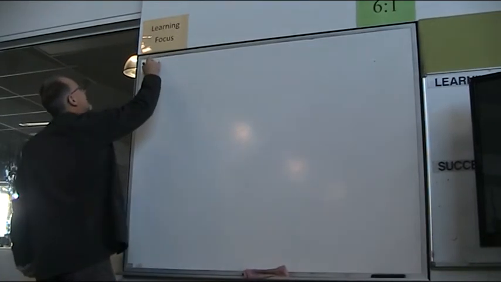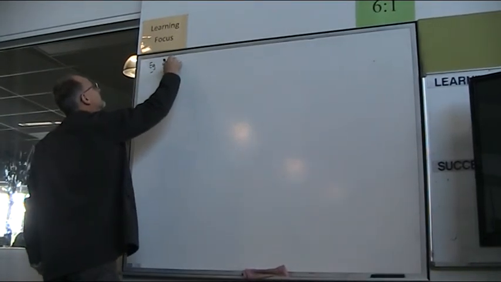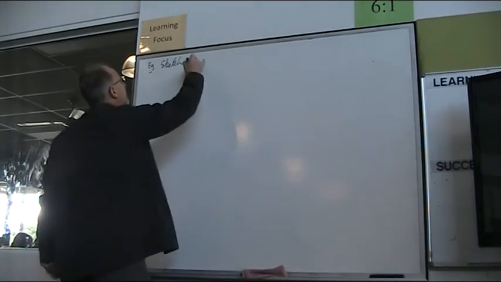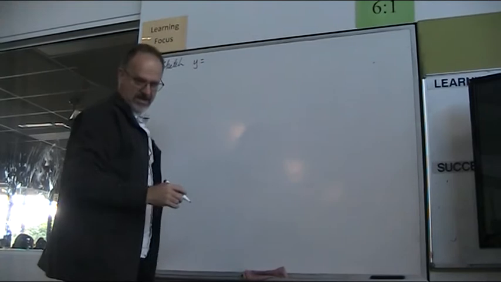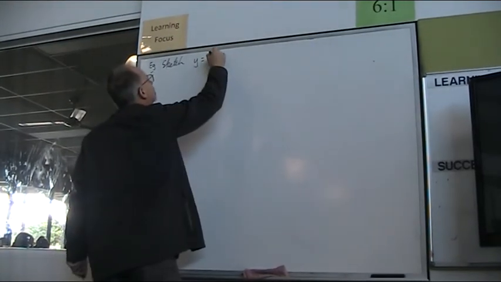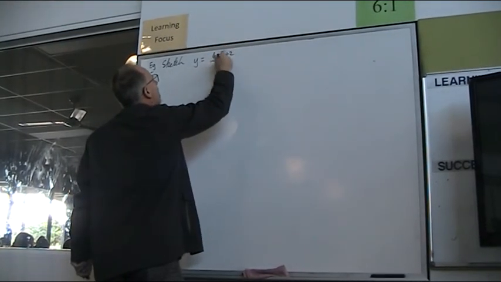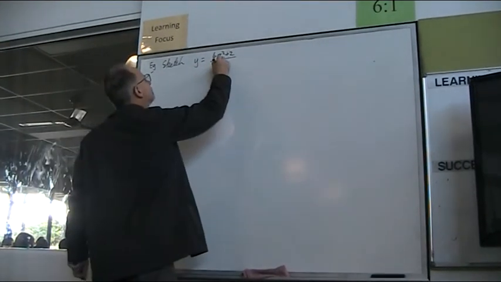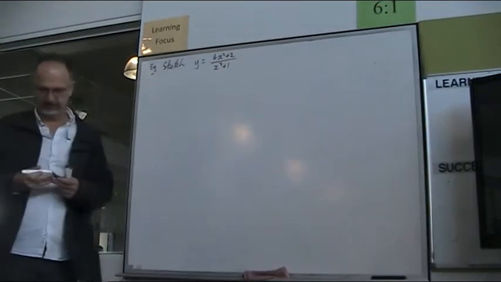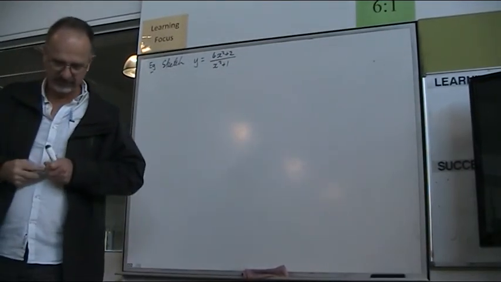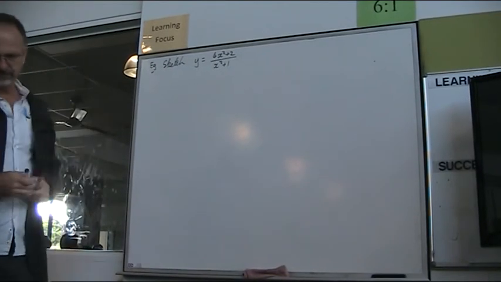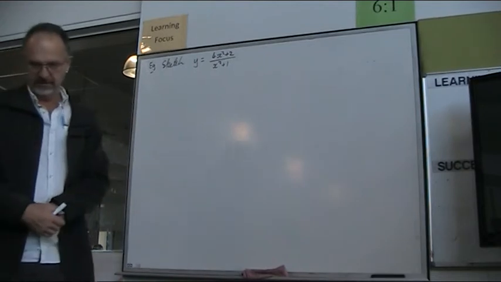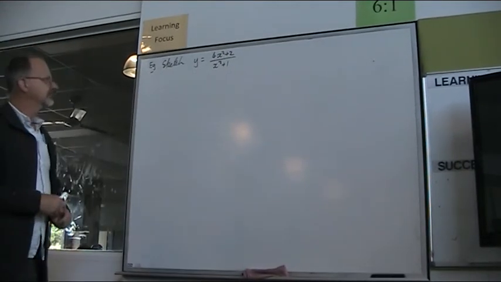All right, so for example, sketch y equals 4x squared plus 2 over x squared plus 1. Looks like one. All right.